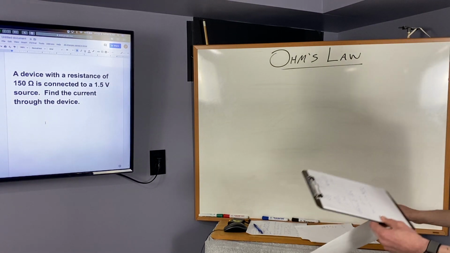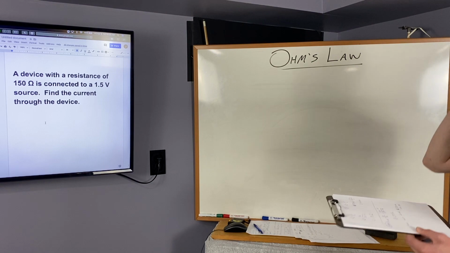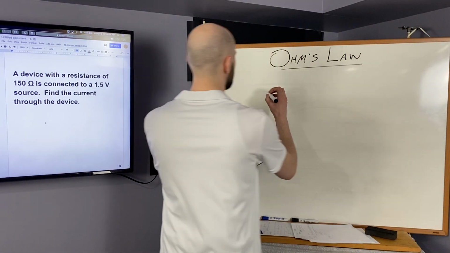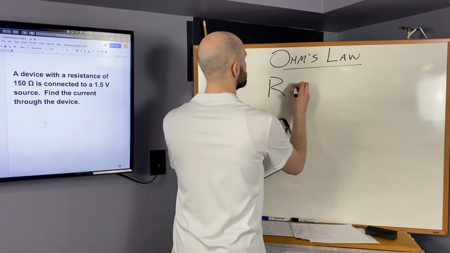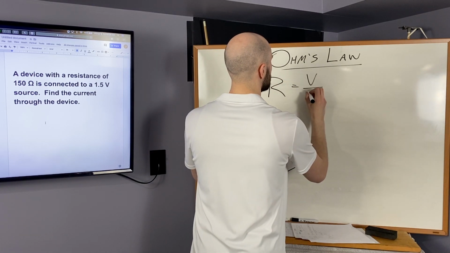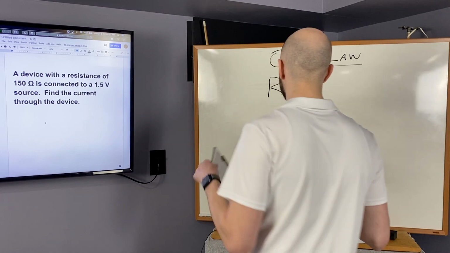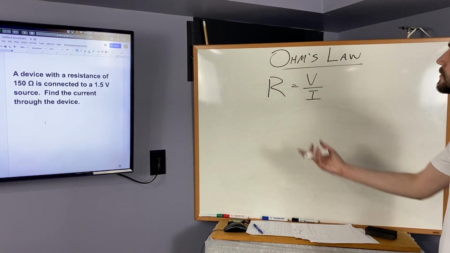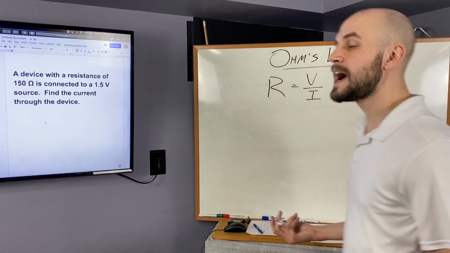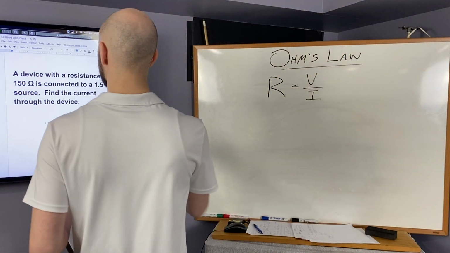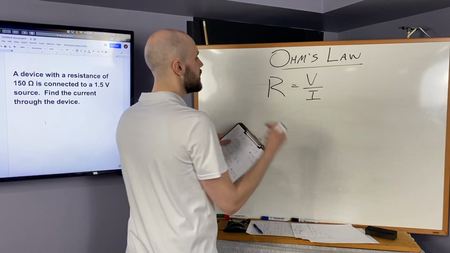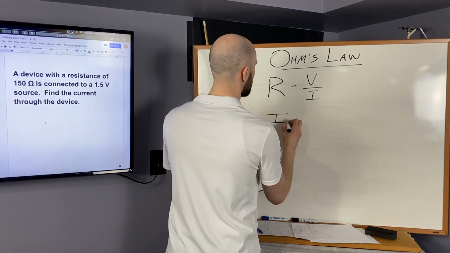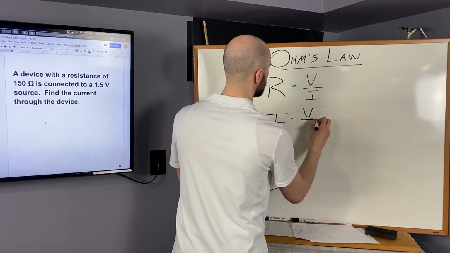Let's try this example. All right, a device with a resistance of 150 ohms, we went through that already. We're going to use Ohm's law. R is equal to V over I. Now you could plug in values here and get to your answer, or we could rearrange the equation and plug in later. I personally like to rearrange because our goal is to find the current. So if I solve for the current, you'll get I is equal to V over R.